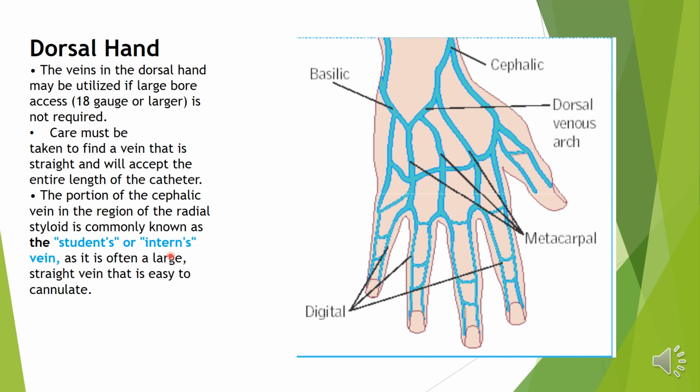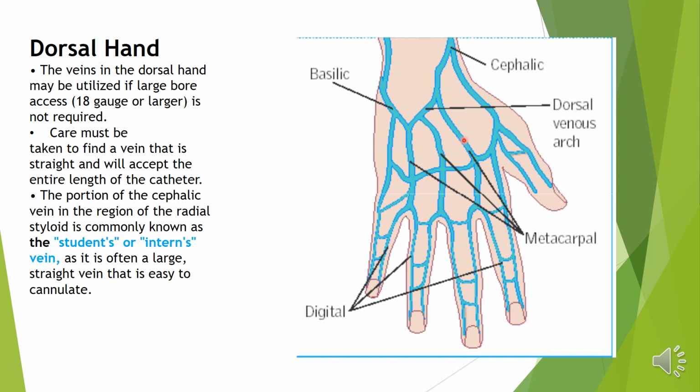Then there is a point called the student's or intern's vein. This is the cephalic vein. The student's or intern's vein is the cephalic vein near the radial styloid. Here is a bony prominence of the radius that is called the radial styloid. Near the radial styloid, the cephalic vein is considered the student's vein or intern's vein because it is often a large, straight vein and it is easy to cannulate.